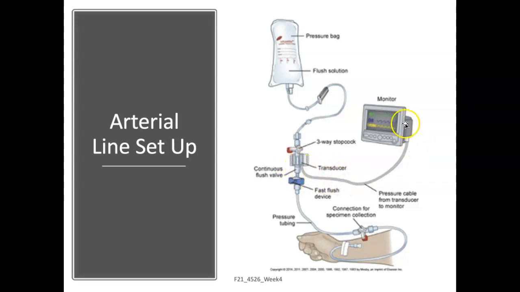You're going to have a transducer that goes to a monitor, and then you're going to have this pressure tubing here that goes along here. You have another stopcock here for specimen collection. Some have two, some have one, but this is basically what your setup is for your arterial line. You always have a pressure bag. You always have a monitor. You always have this pressure tubing with a stopcock. And the transducer is what sends the signal of the blood pressure to your monitor.